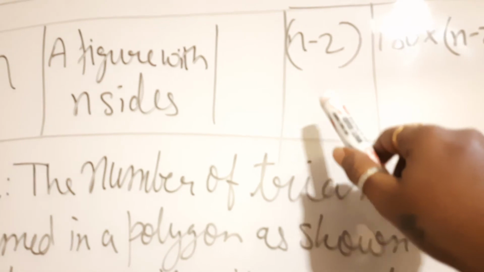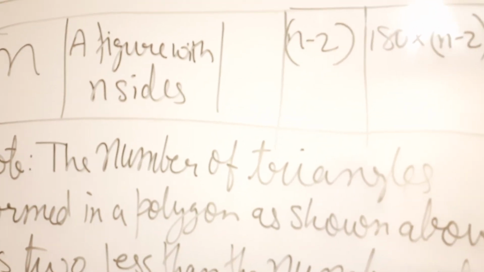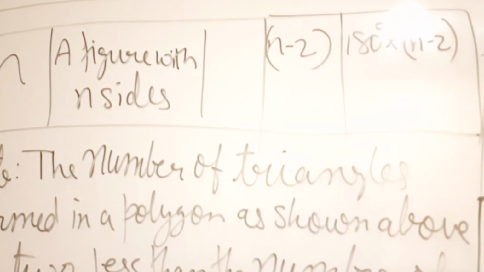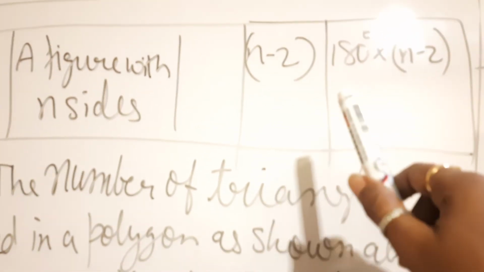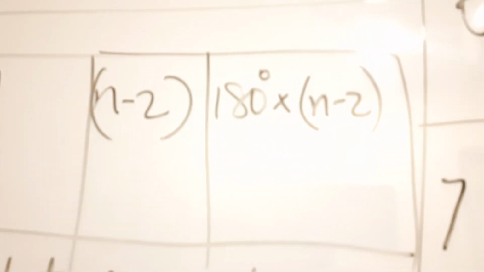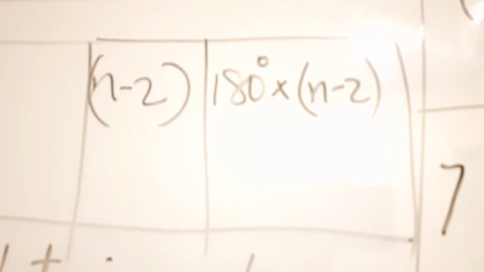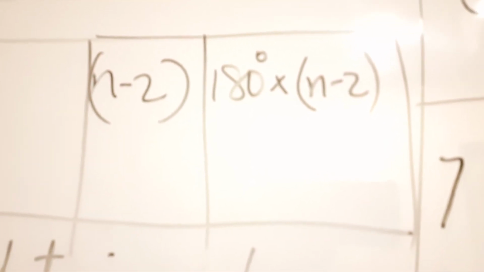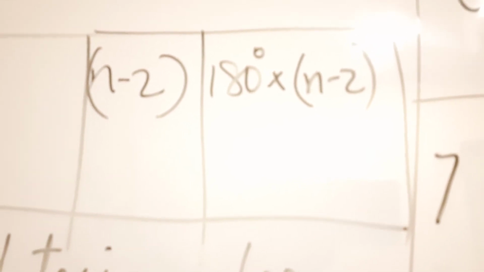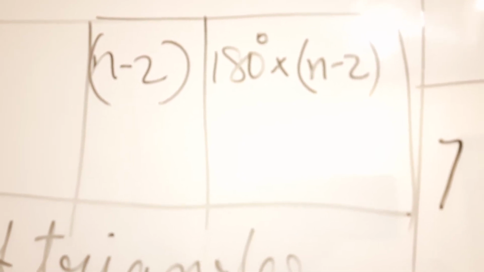And it will be n minus 2. You have to remember that the number of triangles will be n minus 2. That is, 180 degrees into n minus 2. So for a figure with n sides, any number of sides, it will be 180 degrees into n minus 2. Is it understood, children?